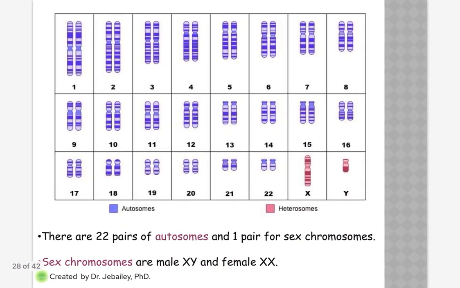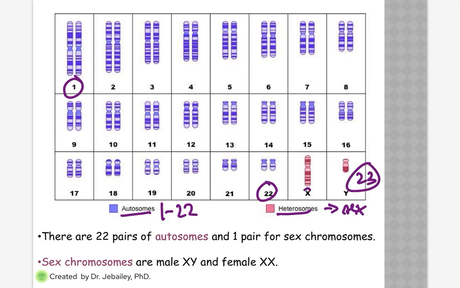As I have separated here, the autosomes are usually pairs 1 all the way to 22. Now, the word heterosomes is the same thing as sex chromosomes, and that is pair number 23. In this case, you see an X and a Y, and you can notice that the X is a big line, while the Y is very tiny. So when you see a big line with a tiny one, this is known as XY, and this is a male. But if you see two big lines, then that's XX, and that is a female.